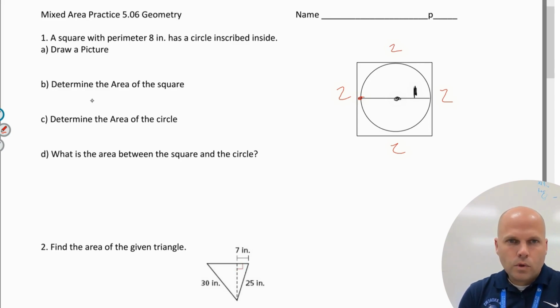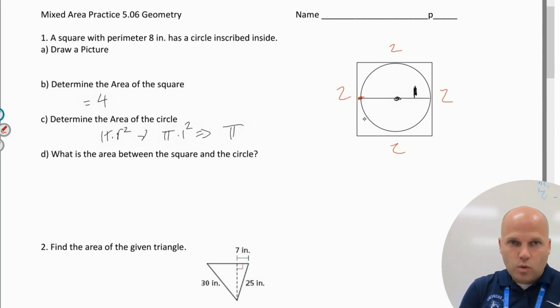Cool. So the area of the square is side length squared, 4. Area of the circle is pi times r squared. In this situation, it's pi times 1 squared, which is just pi. It's the area between. Well, area of the square minus the area of the circle would be the area of the space between.